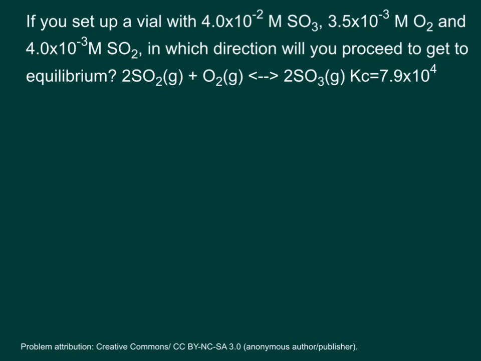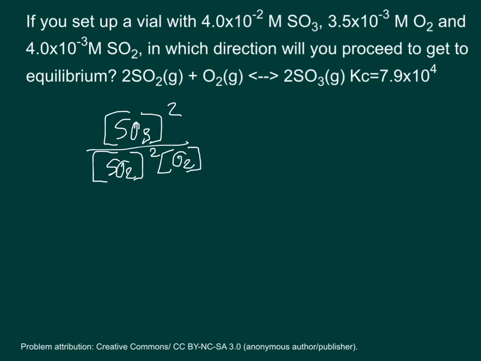So you can read through the setup right here, but essentially we're given initial concentrations of the three gases that we're looking at, and we need to know in what direction we need to proceed to get to equilibrium. So first thing I'm going to do is write the K expression, which is simply the concentration of SO3 squared over the concentration of SO2 squared times the concentration of O2.